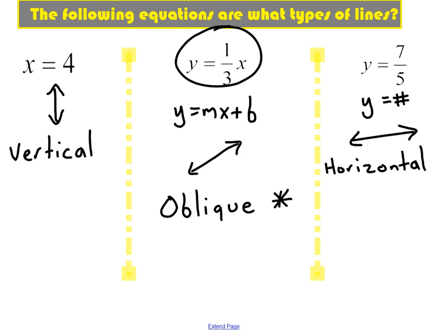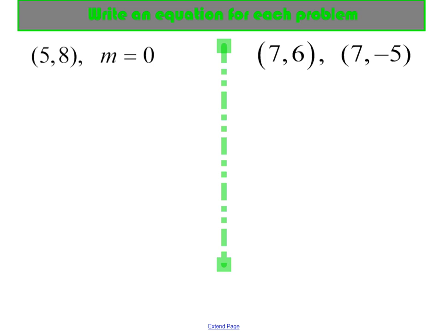Okay, let's look at our next example. So here we have write an equation for each problem. If I know that my slope on this first equation is 0, I know it's going to look like this. If a line has a slope of 0, I know that's going to be y equals some number. In this case, I look at what my y value is. Remember, this is my x, that's my y. In this case, my y value is 8, so it's going to be y equals 8.